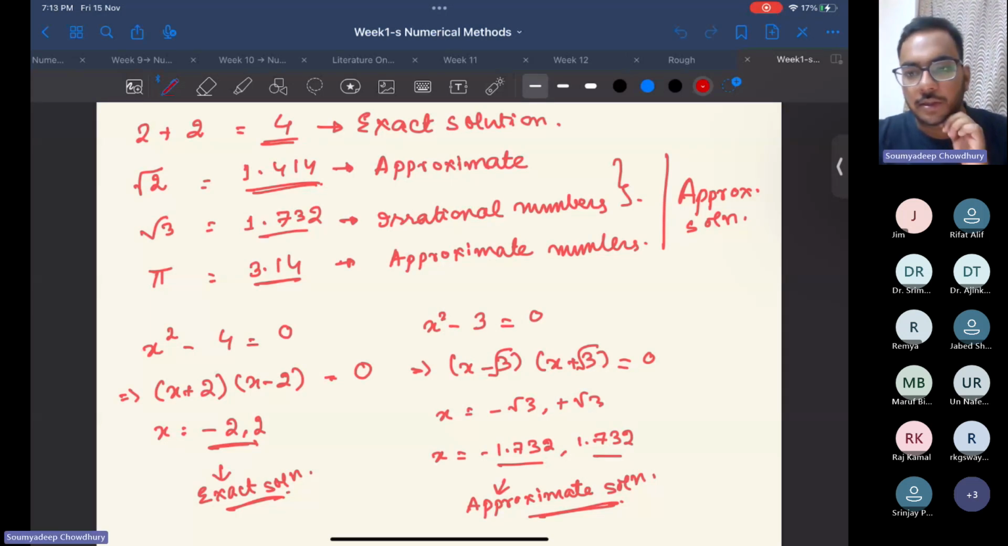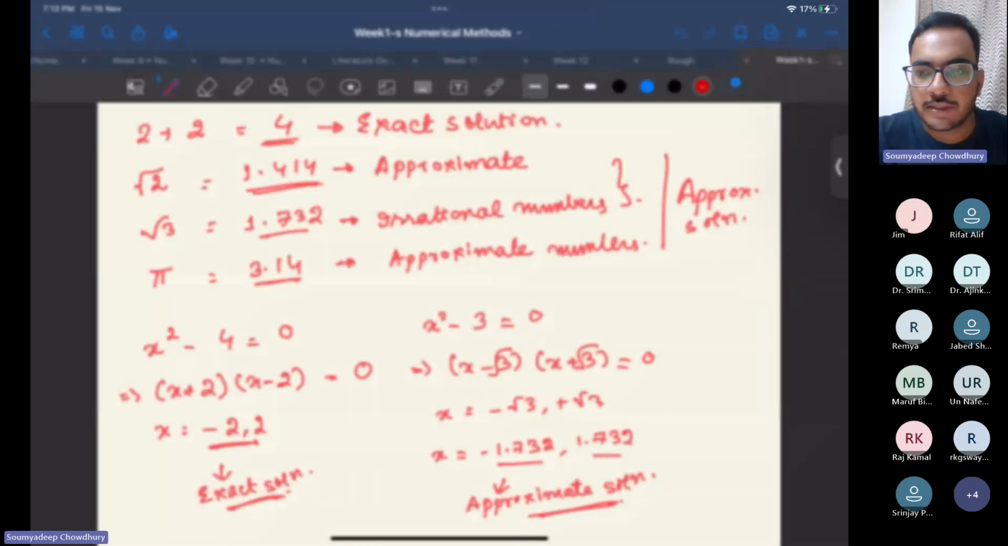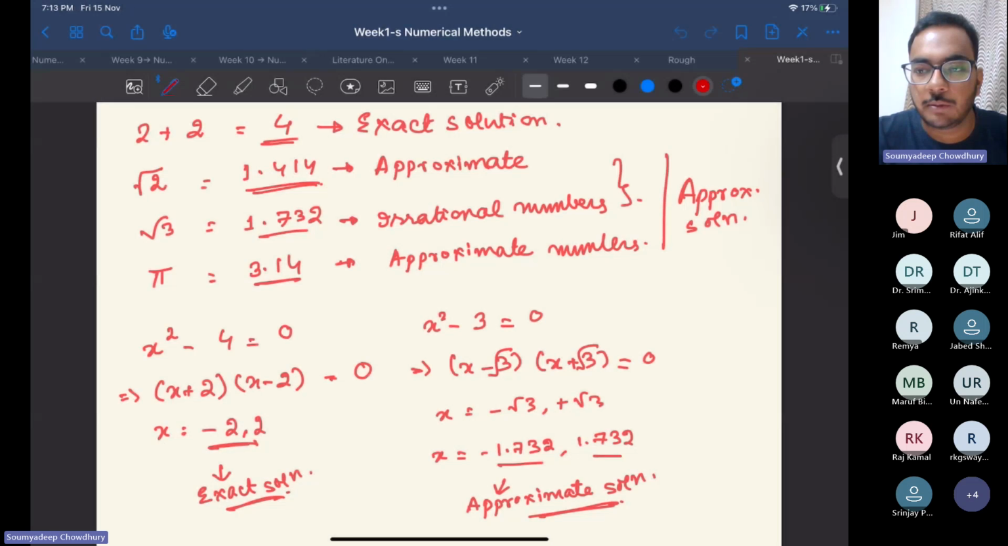Just a second. People are entering now. Everyone kindly mute your mics. If you want to say anything, you can unmute and speak.